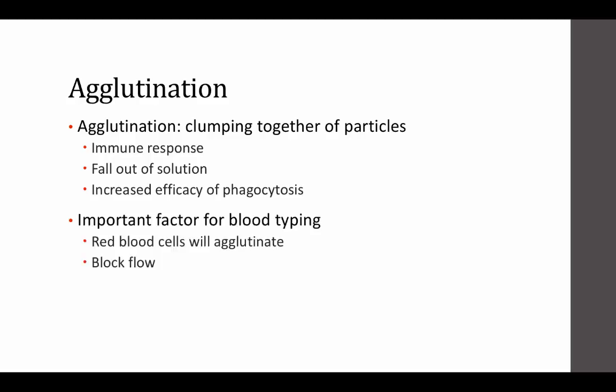We can use this phenomenon of agglutination for blood typing. Red blood cells will agglutinate if they're attacked by antibodies. They'll clump together, and they'll block flow. So this could be a bad thing, right? We know that capillaries are really only slightly bigger than red blood cells. So if they're clumped together, then they can't progress. They can't move through a capillary network, which causes a blockage of flow, and then a starvation of those tissues from the oxygen and nutrients they need.